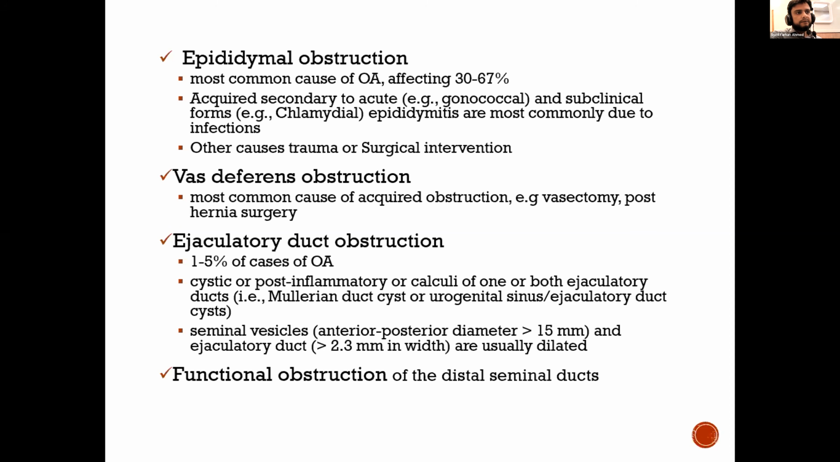So they can have these obstructions at the level of the vas. We see obstruction at the level of the vas after post-hernia surgeries, which is commonly seen in male infertility clinics. Ejaculatory duct obstruction is much less common, about 1 to 5% of cases.